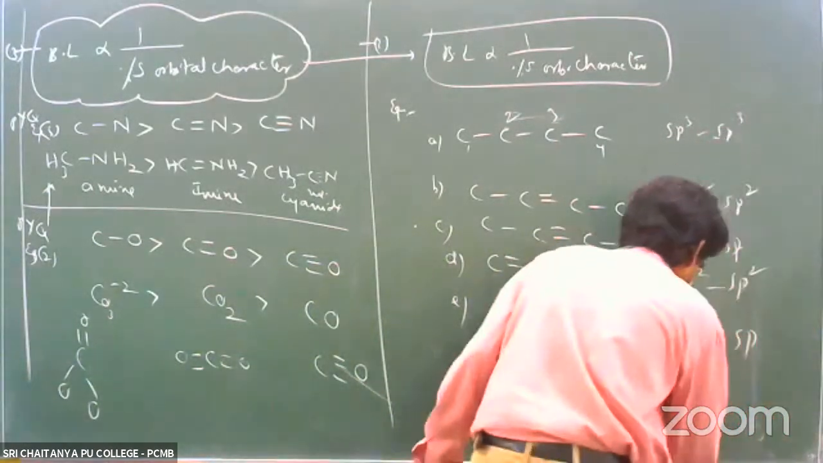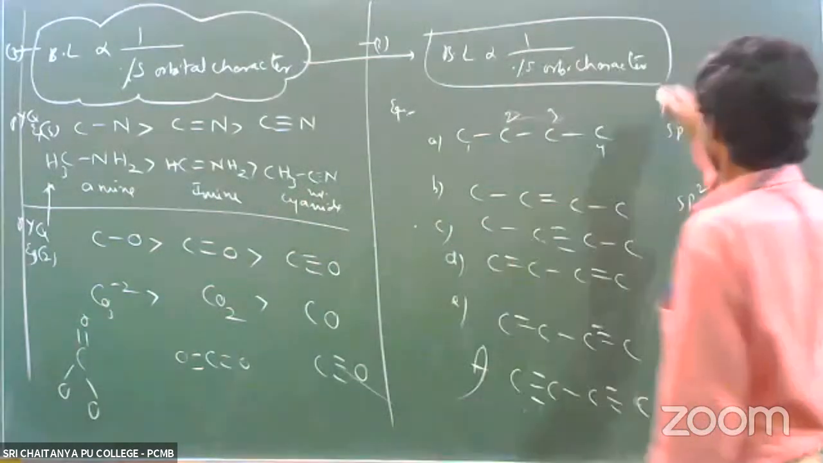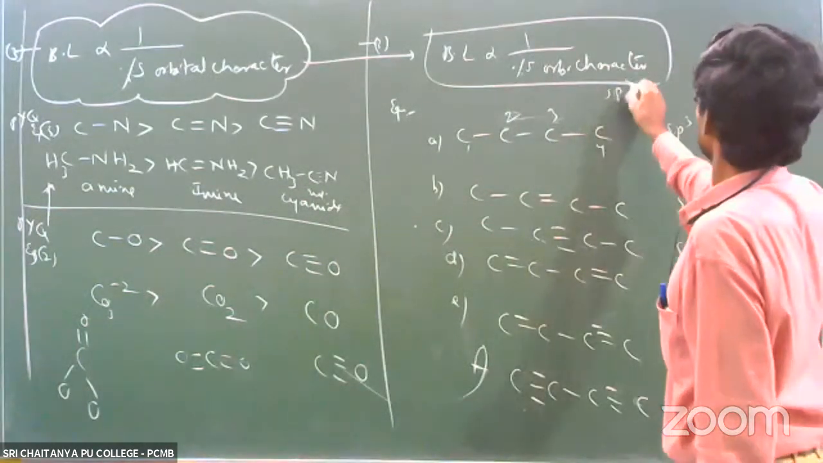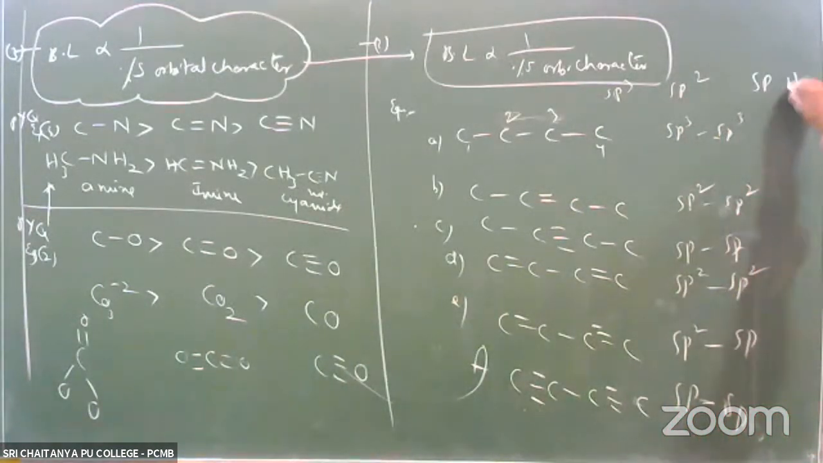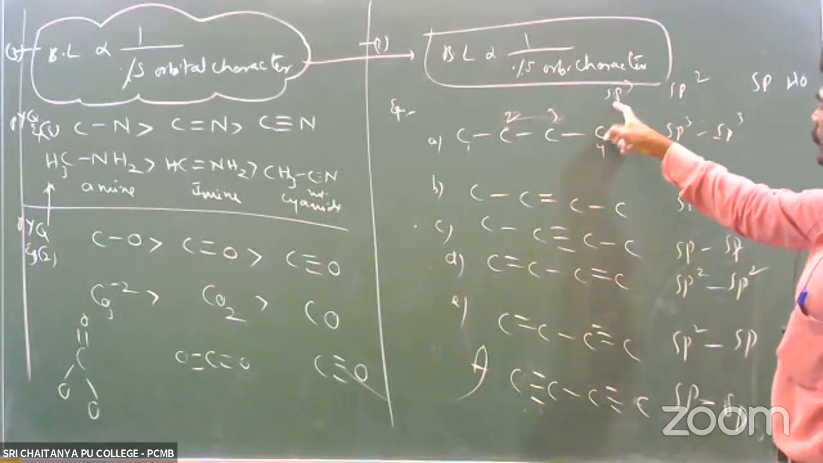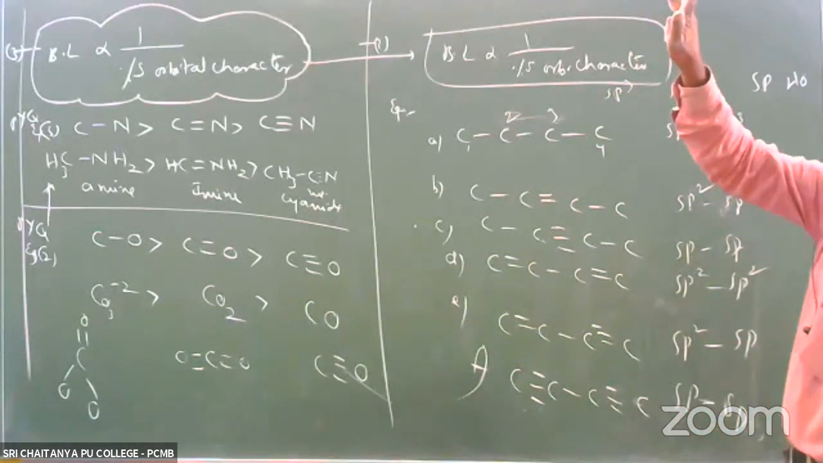Now the trick is, as you know, these are sp3, sp2, sp hybrid orbitals. So consider the percentage of s orbital character. Totally how many orbitals are there? One s and three p orbitals, totally four orbitals are there.